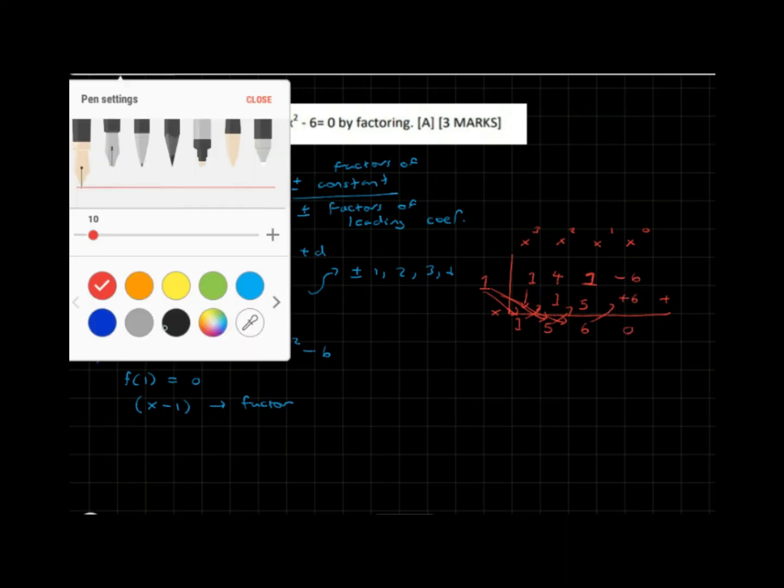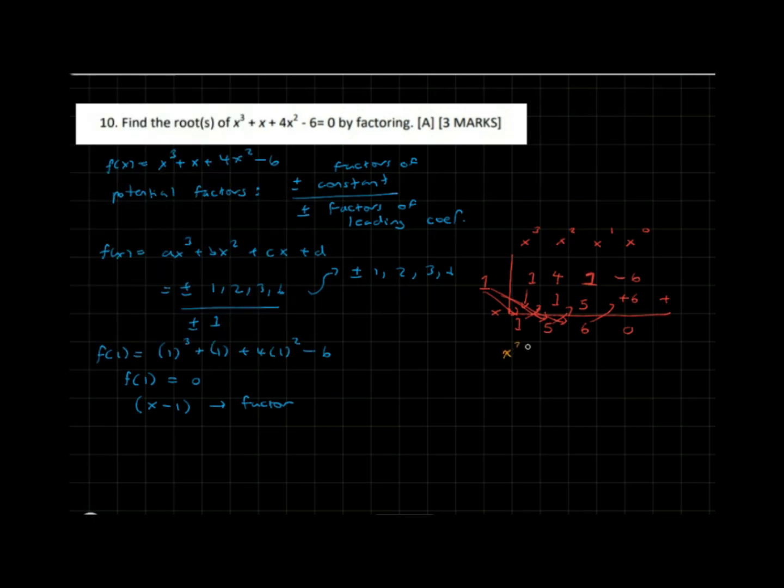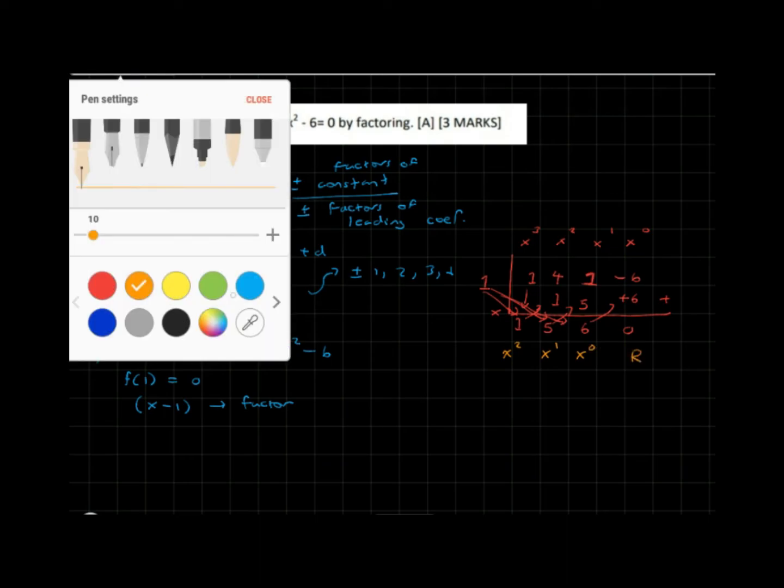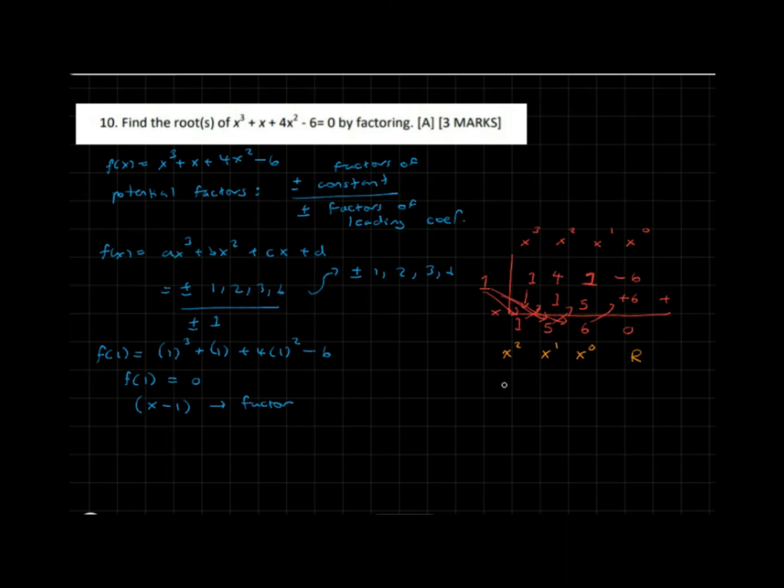Right? Now the quotient is going to be 1 degree less. So this is going to be x squared, x to the power 1, x to the power 0, and this is your remainder. So your quotient will look like x squared plus 5x plus 6, right? And you can actually factor this as two numbers that add to 5 and multiply to 6. You could do 2x plus 3x plus 6, right? Factor this by decomposition. x times x plus 2 plus 3 times x plus 2, and you get x plus 3 times x plus 2, right? So this is your factored version of your quotient.